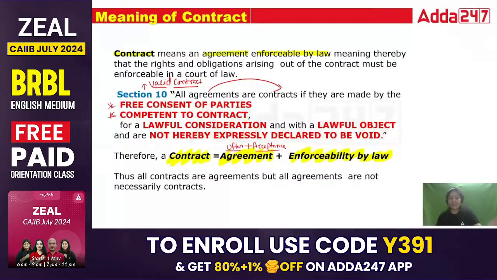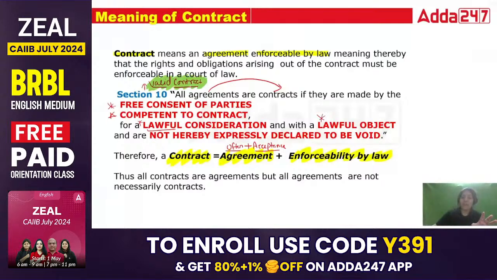Okay, so this section 10 is very important because it talks about the valid contract. Now, lawful consideration. Consideration, I have already told you, is something for something, and it should be lawful. Suppose I'm giving you drugs and making a contract, this is not called lawful consideration.